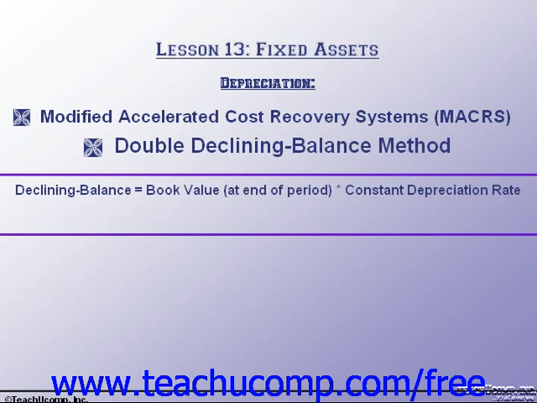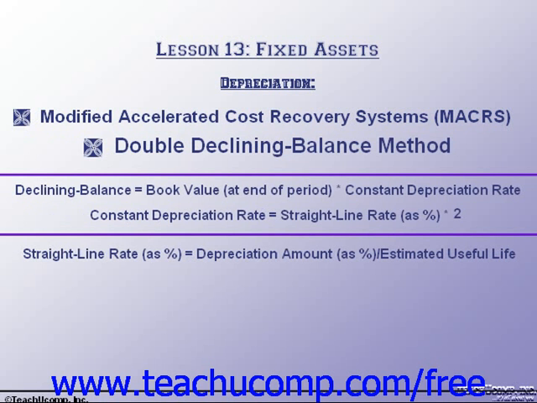To calculate a declining balance method of depreciation, you multiply the book value of the asset at the end of each fiscal period by a constant depreciation rate. In the double declining balance method, the constant is 2, which is twice the straight line rate. However, you must still calculate the straight line rate in order to multiply it by a constant. In the declining balance method, you first take the total estimated depreciation amount, expressed as a percentage, and then divide that by the number of years of estimated useful life.